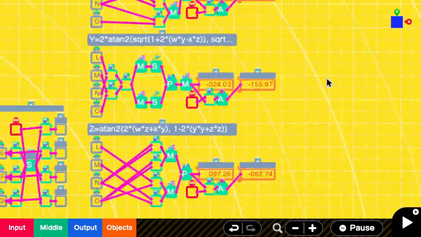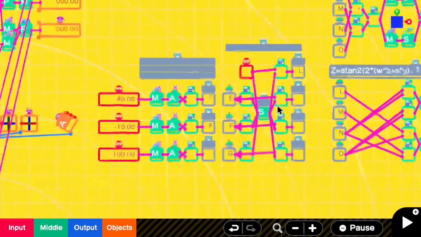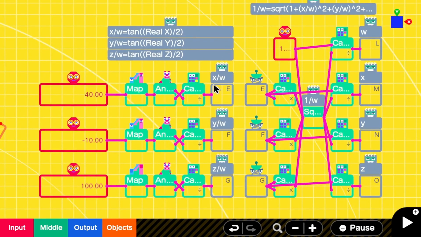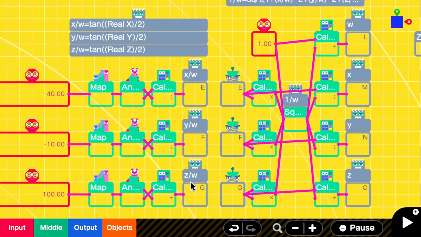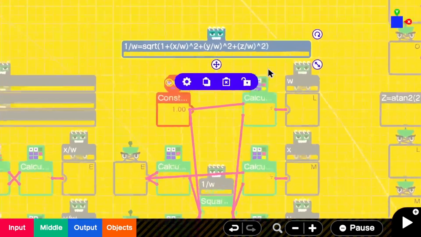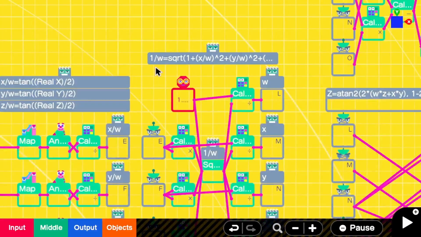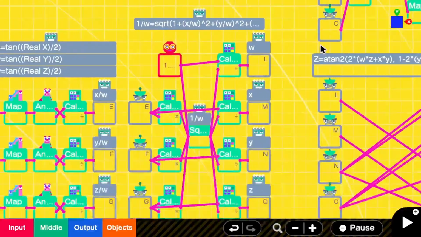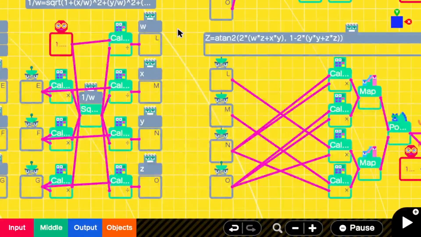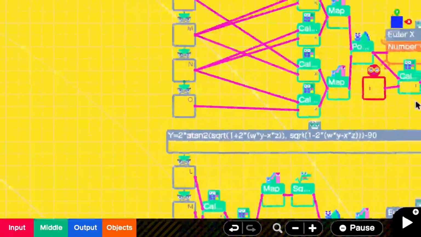If you're curious what equations I used to solve for all this, it's all laid out here. Our inputs are the real x, real y, and real z. This first step just calculates x over w, y over w, and z over w, the same variables that we have in the previous equations. Here I solve for 1 over w using this equation, then using this 1 over w and these values to solve for w, x, y, and z. And then we use w, x, y, and z to solve for each Euler angle.